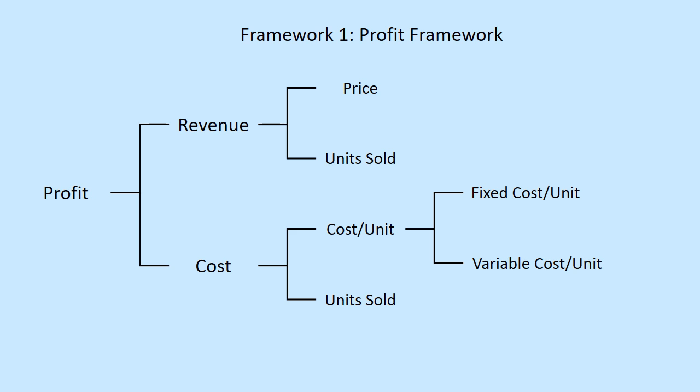The revenue that you get as a company, you can think about as the price that you charge per unit of product or per unit of service, multiplied by the number of products or services sold. The cost associated with providing that product or service can be broken down into the number of units sold multiplied by the cost per unit.